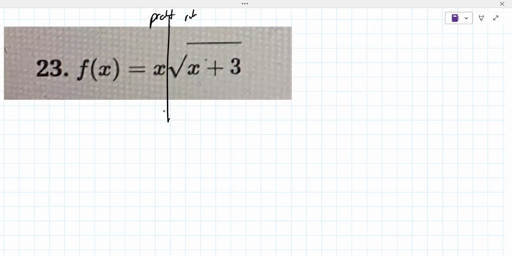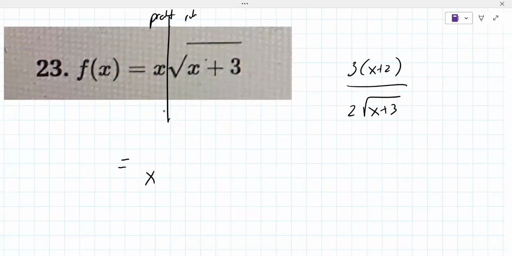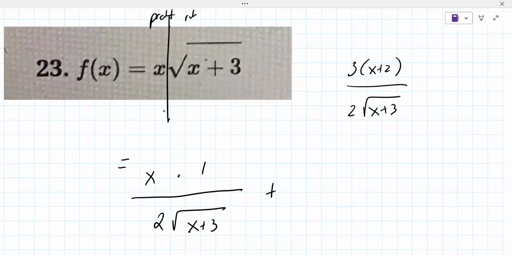Is it 3 times x plus 2 over 2 root x plus 3? Like this. Yeah. Okay, let's take a look here. So it's the first times the derivative of the second, which is what you were alluding to. It's 1/2 square root x plus 3 plus the second times the derivative of the first, which is 1.